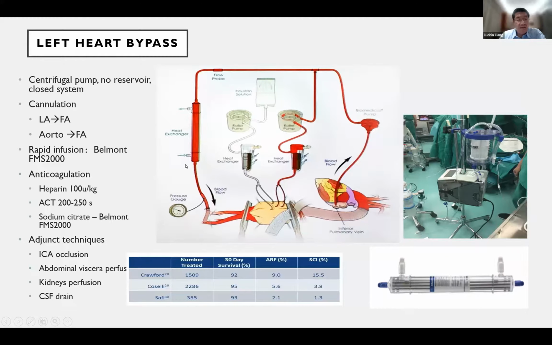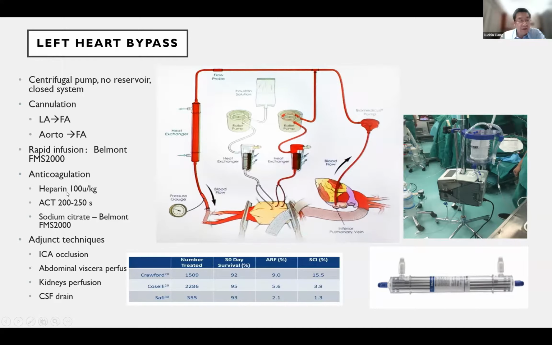This is the left heart bypass. Some centers use left heart bypass. The left heart bypass also uses a centrifugal pump. There's no reservoir. It's a closed system as well. Usually the cannulation is from the left atrium to a femoral artery, or from the aorta to a femoral artery. Because it's a closed system, usually they have no way to transfuse back the field blood. They have to use a rapid infuser. What they usually use is a Belmont rapid infuser to transfuse any blood that is collected from the field.